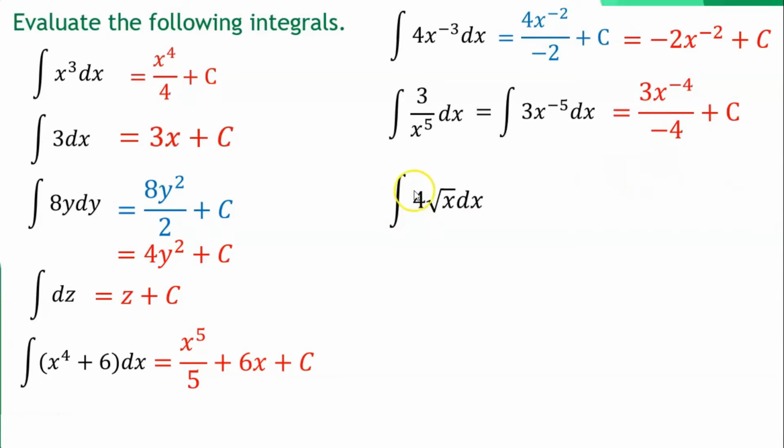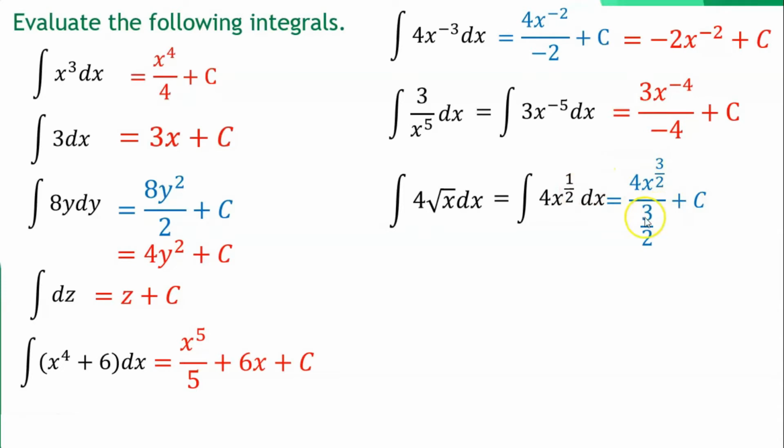Another, if we're given 4 square root of x dx, take note here, we will always rewrite this in exponential form. Square root of x is the same as x to the power of 1/2. So getting its integral or antiderivative, we will simply add 1. So 1/2 plus 1 would become 3/2.